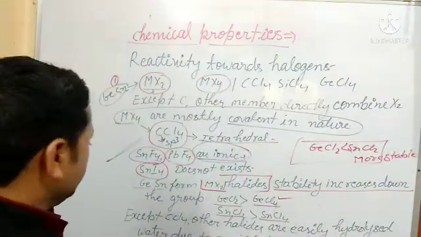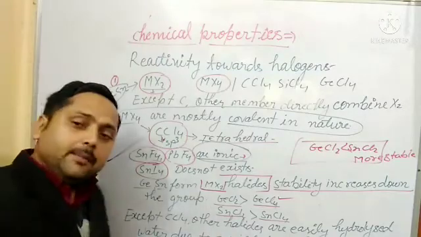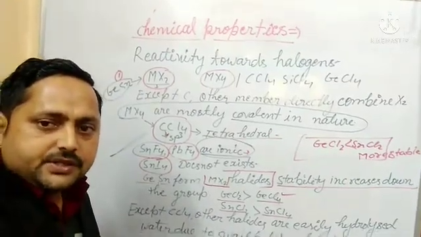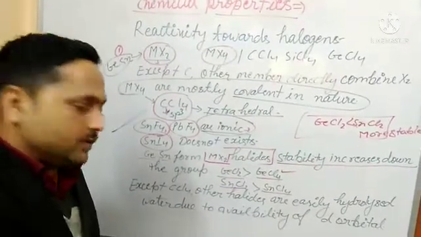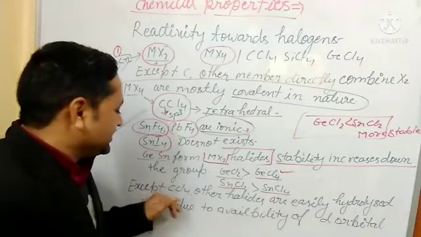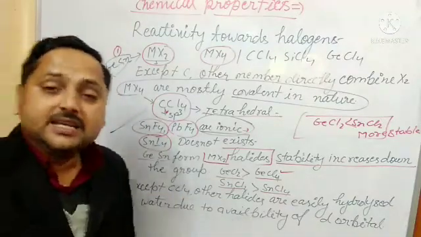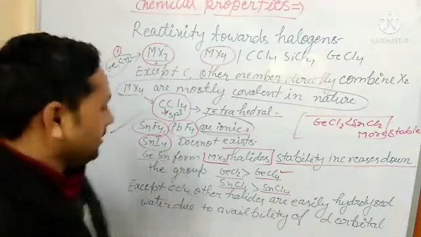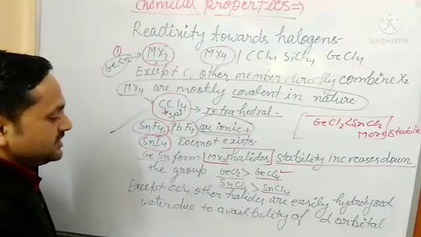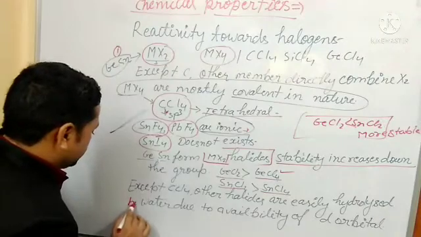So next, let us see other points about this. What are the other points? Except CCl4, other halides are easily hydrolyzed by water due to the availability of d orbitals.